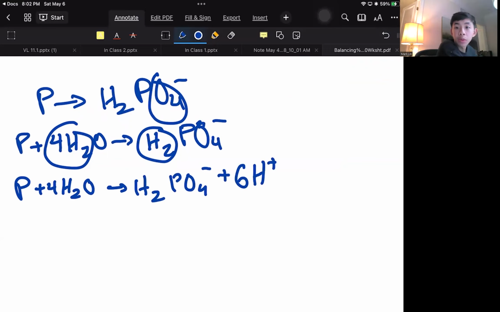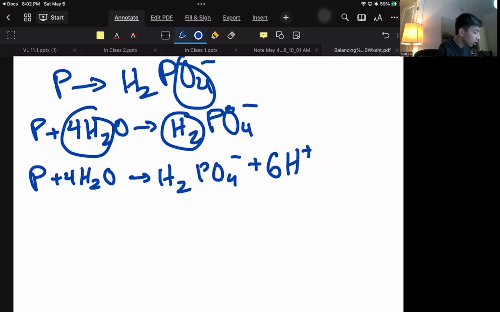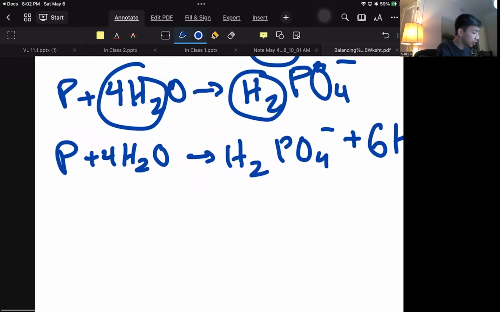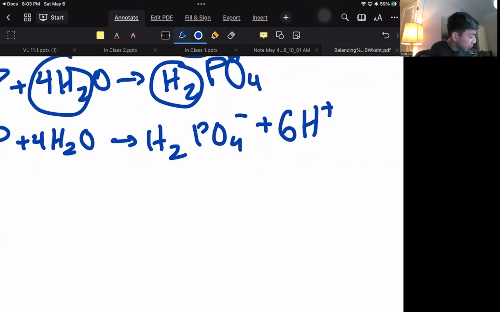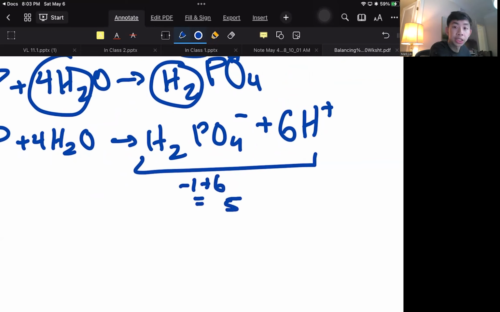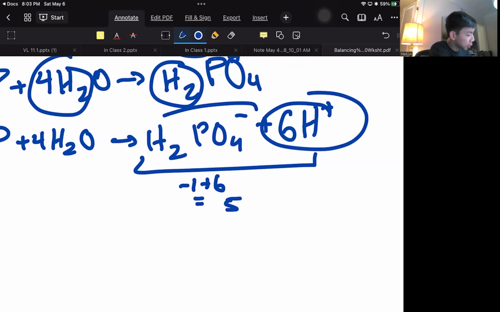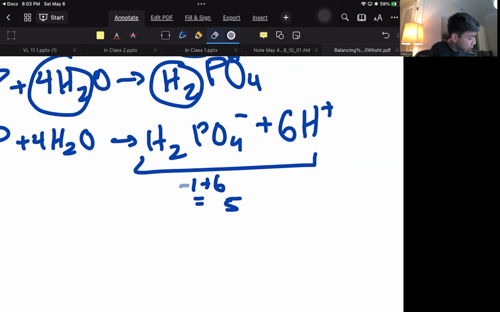All right, so now that we've balanced the H's and the O's, the second step is to balance the charges. Phosphorus by itself, since it is in its pure uncombined state, has an oxidation number of 0. H2O is by itself, so it's neutral, 0. This side, give me -1 plus 6, which is going to be 5. There are 6 hydrogens on this side, and then a -1 charge on this side.